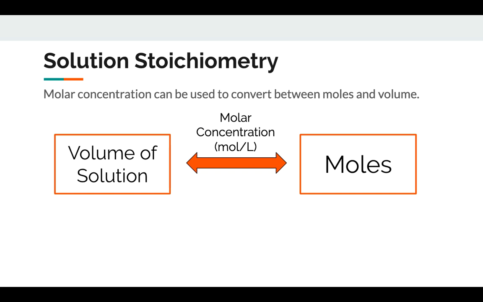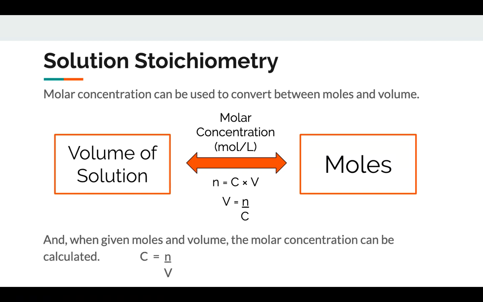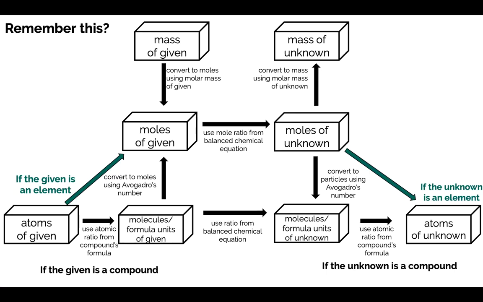Or you can use the formulas rearranged, right? So you can find moles by doing concentration times volume, or you can find volume by doing moles over concentration. But if you're given two of those pieces of information, either the volume and the concentration, or the concentration and the moles, or the moles and the volume, you can find the other value. Right? So if you're given moles and volume, you can find the molar concentration using concentration equals moles over volume. So we're going to incorporate those calculations into our stoichiometry roadmap.